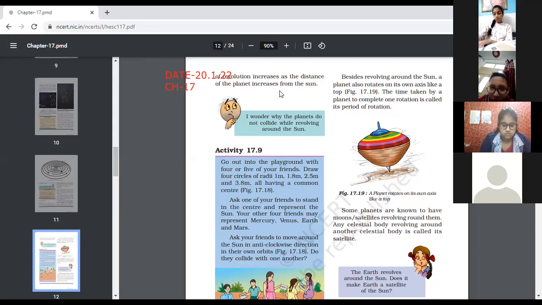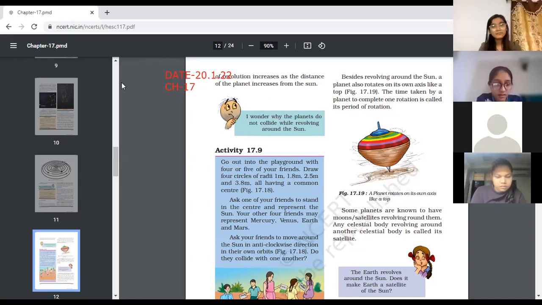Now the question comes, I wondered why planets do not collide while revolving around the sun. So can I have the answer? And what is the meaning of collide? Collide means to strike, to meet each other. Why don't they strike?